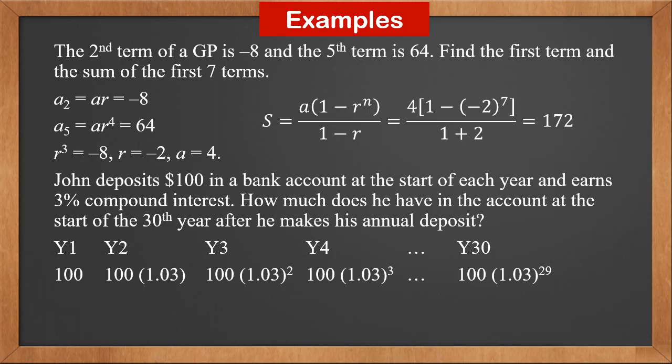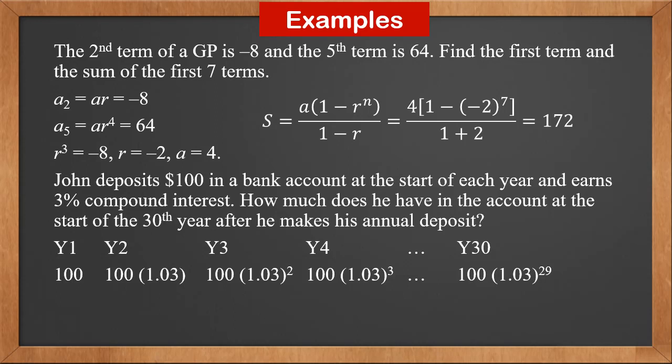At the start of year 1, it's 100. At the start of year 2, it grows 3% and becomes 100 times 1.03. At the start of year 3, it grows 3% more and becomes 100 times 1.03 squared. At the start of year 4, it grows 3% more and becomes 100 times 1.03 cubed. And at the start of year 30, it becomes 100 times 1.03 to 29.